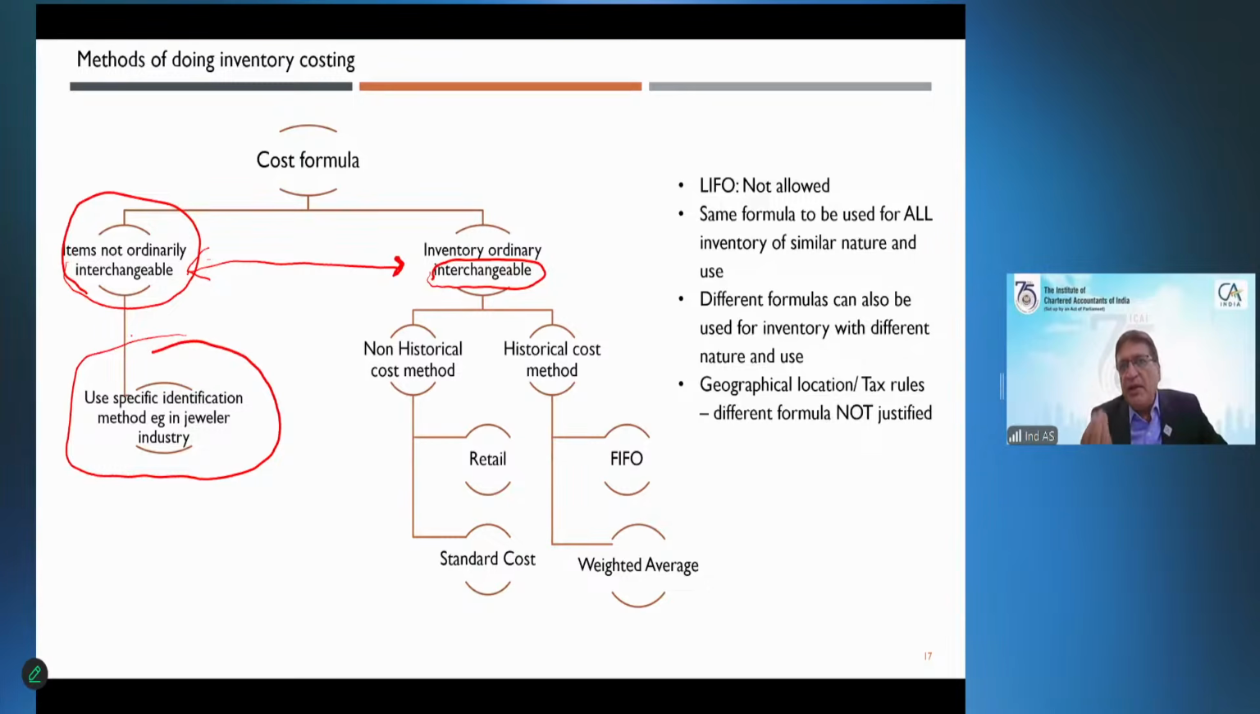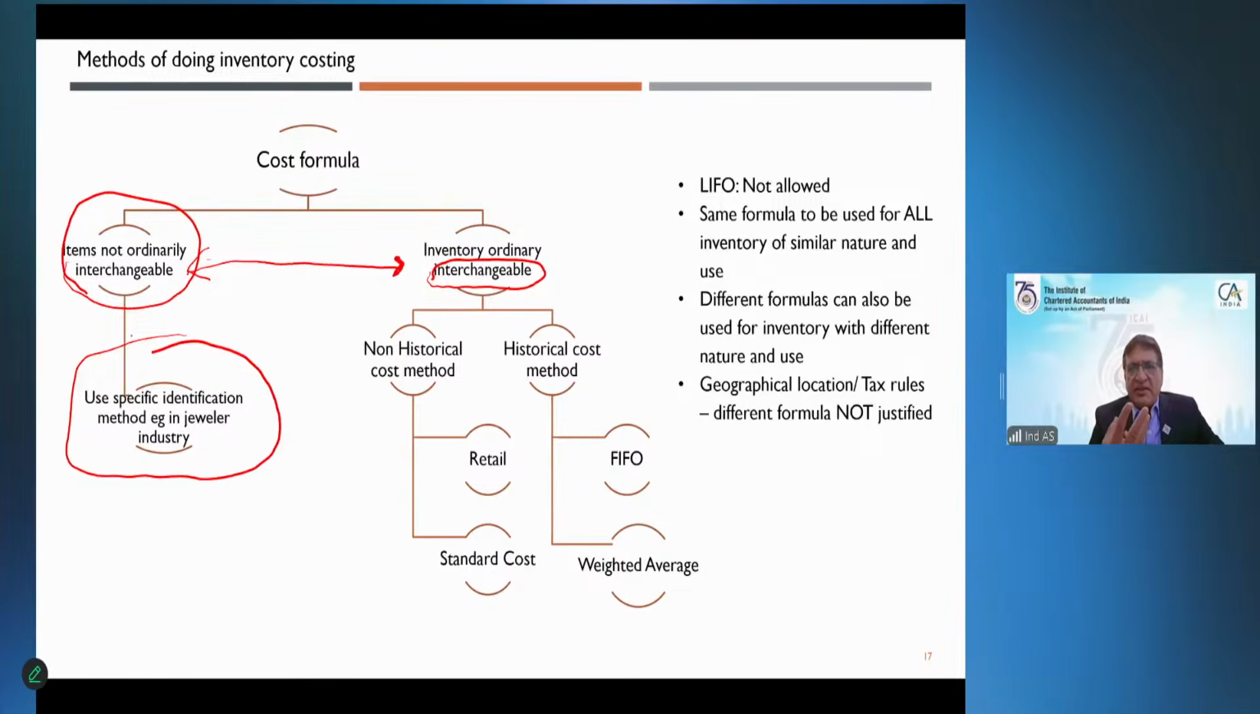Say, for example, if you are purchasing 10 diamonds to be put in 10 particular rings, then the cost of the ring at the time of finished goods has to be valued together with the specific cost. It cannot be a weighted average or FIFO method. It has to be the specific cost.